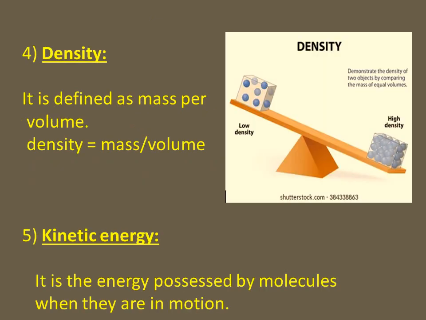Number 4 is density. Density is defined as mass per volume. In this diagram, you can see the two boxes of same size. The box on the lower side has high mass and the same size. That is why it has high density. And the box on the upper side has lower mass and the same size of box. That's why it has lower density. Number 5 is kinetic energy. It is the energy possessed by molecules when they are in motion or simply when they are moving.